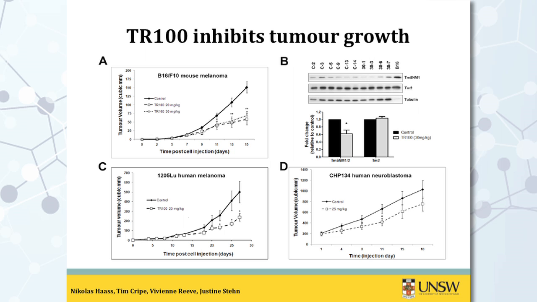In all cases, what we find is that the TR100 drug has the capacity to inhibit the growth of the tumour. So what that gives us is proof of concept that in fact the drug has the capacity to have an effect against the growth of both melanoma and neuroblastoma.